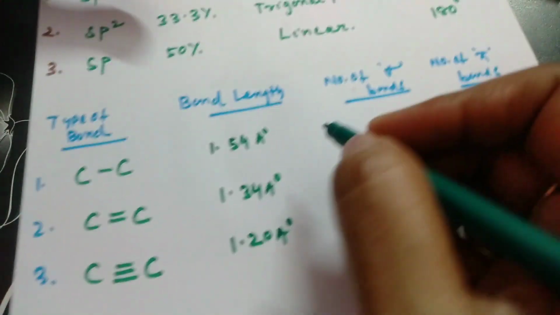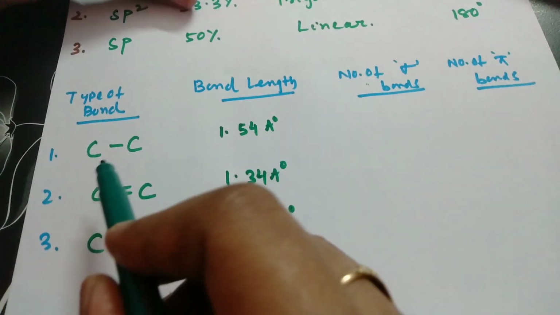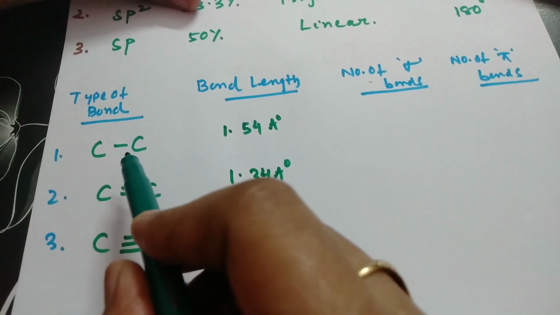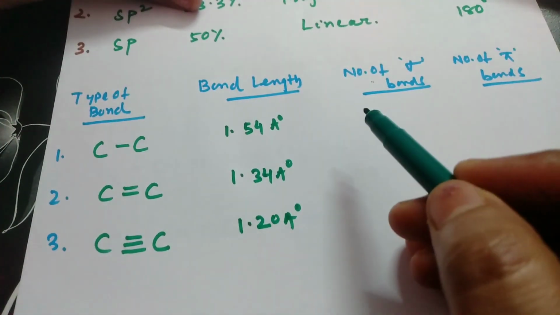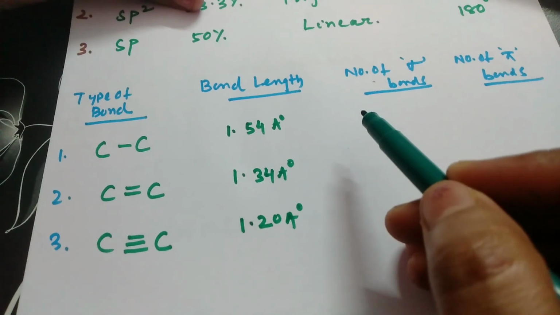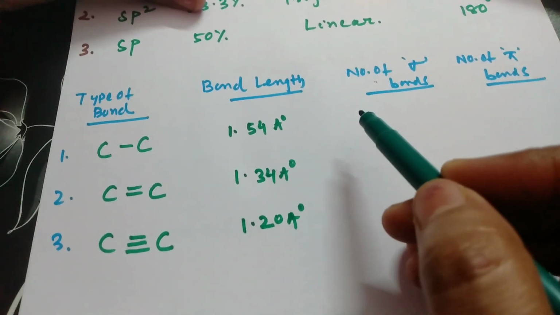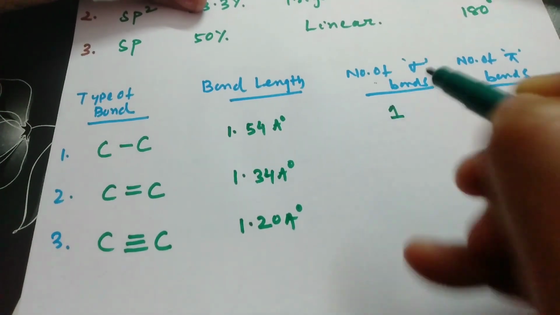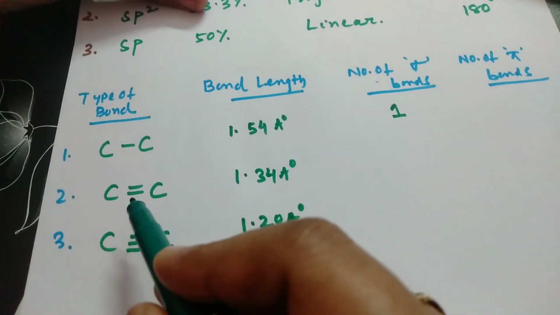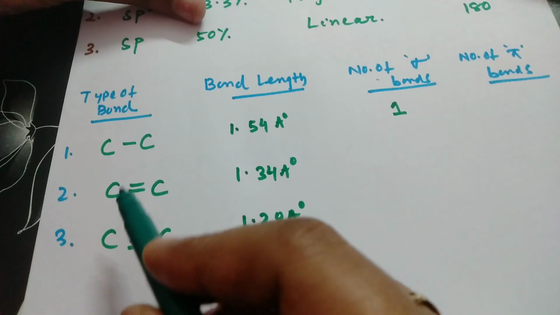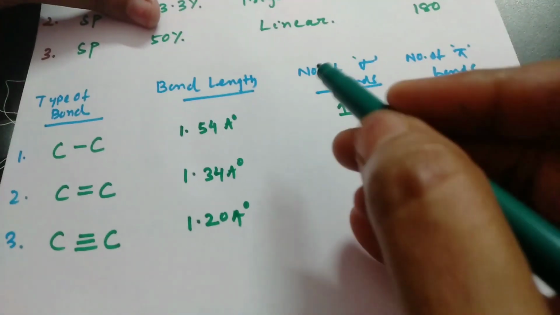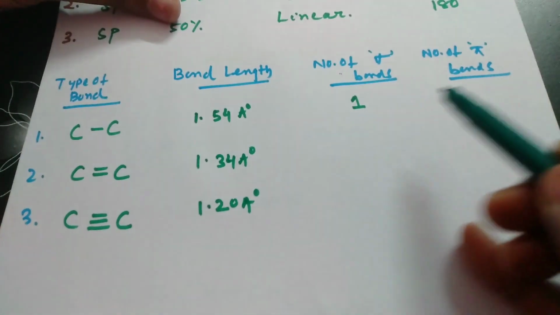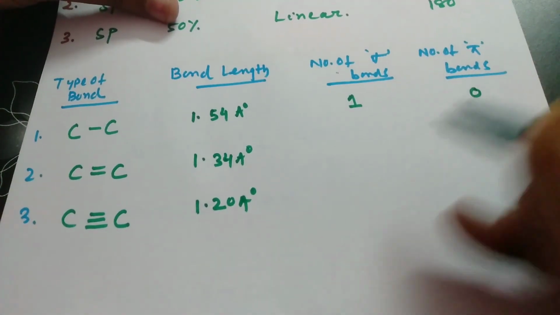Okay. Now what is the number of sigma bonds? If between carbon and carbon one single bond is there, then that is always a sigma bond. That means the number of sigma bond in carbon-carbon single bond is 1. If carbon-carbon double bond is there, then 1 sigma and 1 pi. See here, in carbon-carbon single bond only one bond is there, that is sigma bond, then there is no pi bond, that is 0 pi bond.